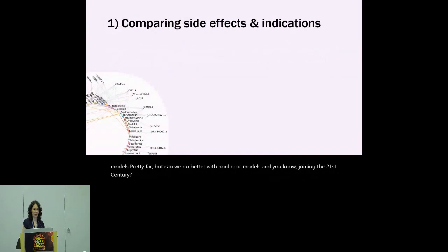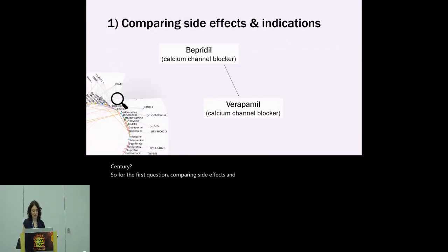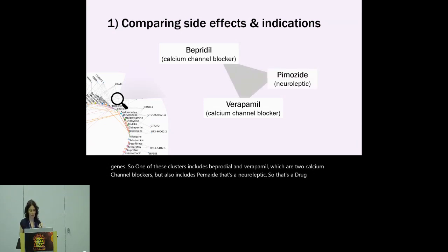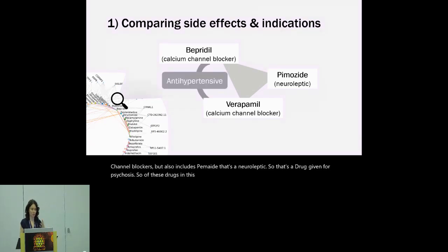So for the first question, comparing side effects and indications, we were really inspired by one of the clusters that we found of drugs that were projected to influence the same disease genes. One of these clusters includes Bepridil and Verapamil, which are two calcium channel blockers, but also includes Pimozide, that's a neuroleptic. So that's a drug given for psychosis. Of these drugs in this cluster, it really seems like two of them are antihypertensives. Makes sense that these would go together, but what's Pimozide doing there?